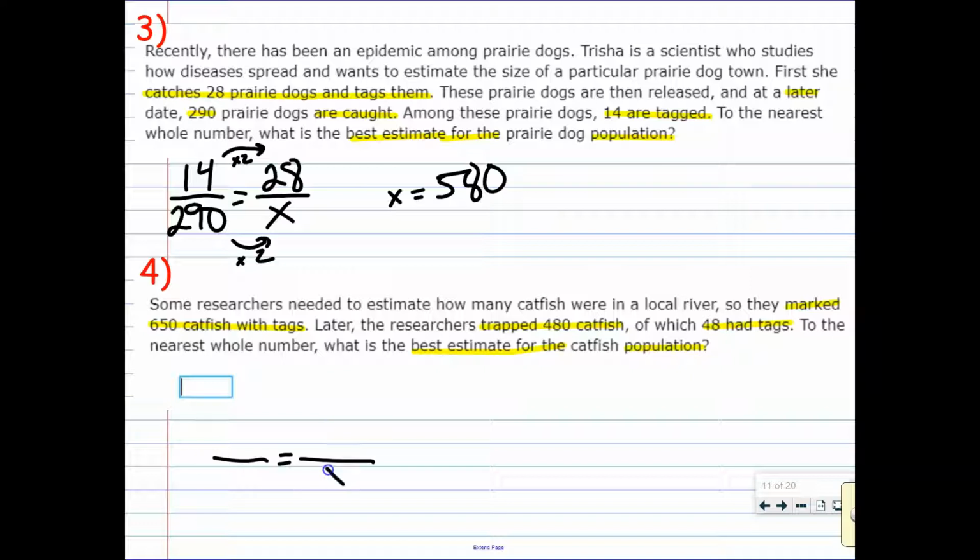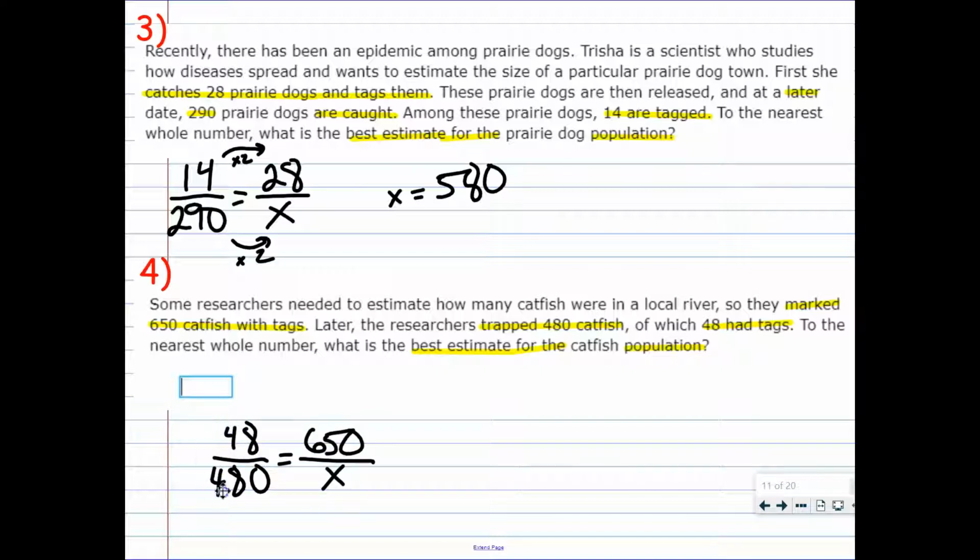So again, we want to know the population. That's x, okay? We know that they marked 650 with tags. They just went fishing. Every fish they caught, they threw a tag on it, and they did 650 tags. All right, then later on, we get the sample. Later on, they trapped 480 catfish, and 48 of them had tags. To the nearest whole number, what's the best estimate?